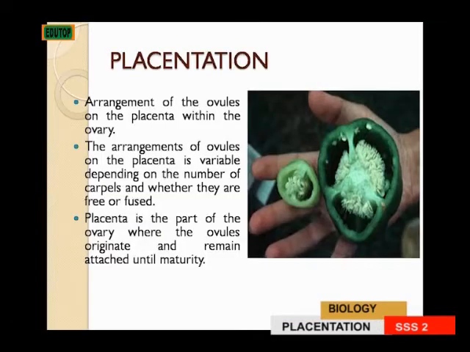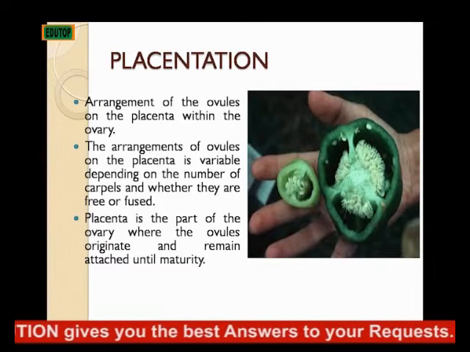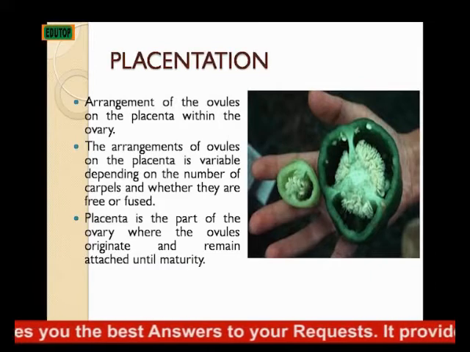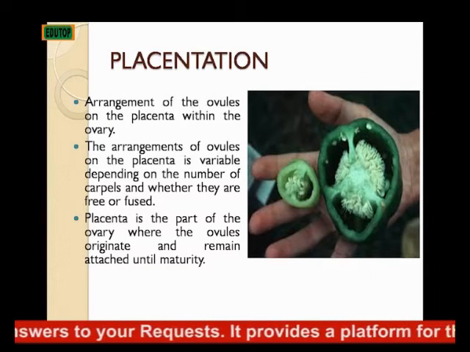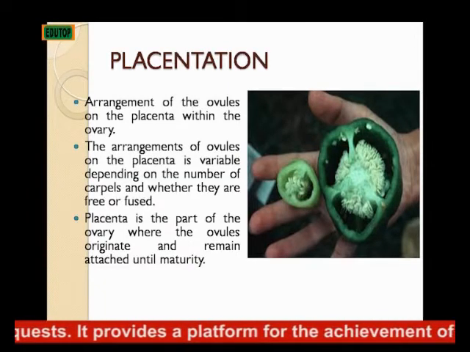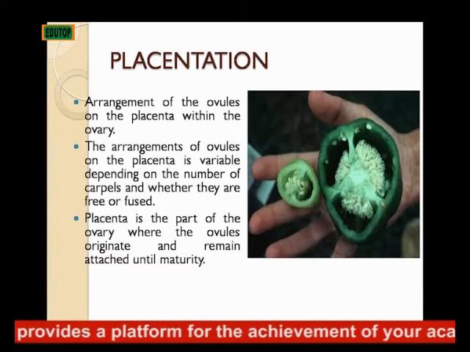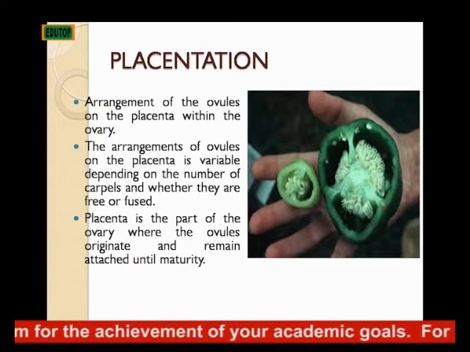Now we'll be talking about placentation. Placentation is the arrangement of ovules on the placenta within the ovary. The placenta is the part of the ovary where the ovules originate and remain attached until maturity. So the arrangement of the ovules on the placenta is what we call placentation.